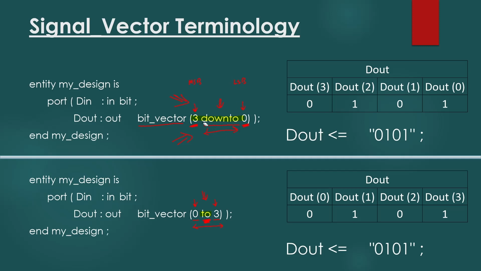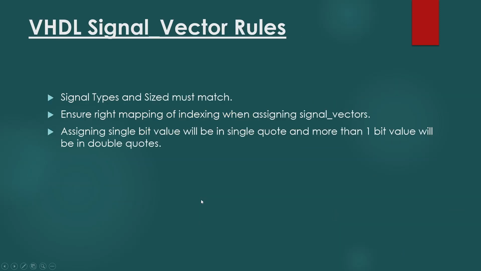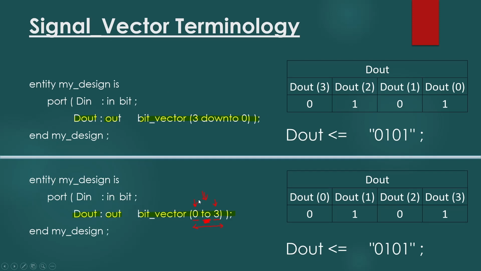Let's understand this with a quick example. The first entity uses dout, which is a vector 3 down to 0. And the second entity uses vector dout, which is 0 to 3. Now we are assigning the value 0, 1, 0, 1 in both cases. In the first entity at the top, the assignment starts from index 3. So dout index 3 gets the value 0, then dout index 2 gets value 1, then dout index 1 gets 0, and lastly dout index 0 gets value 1.